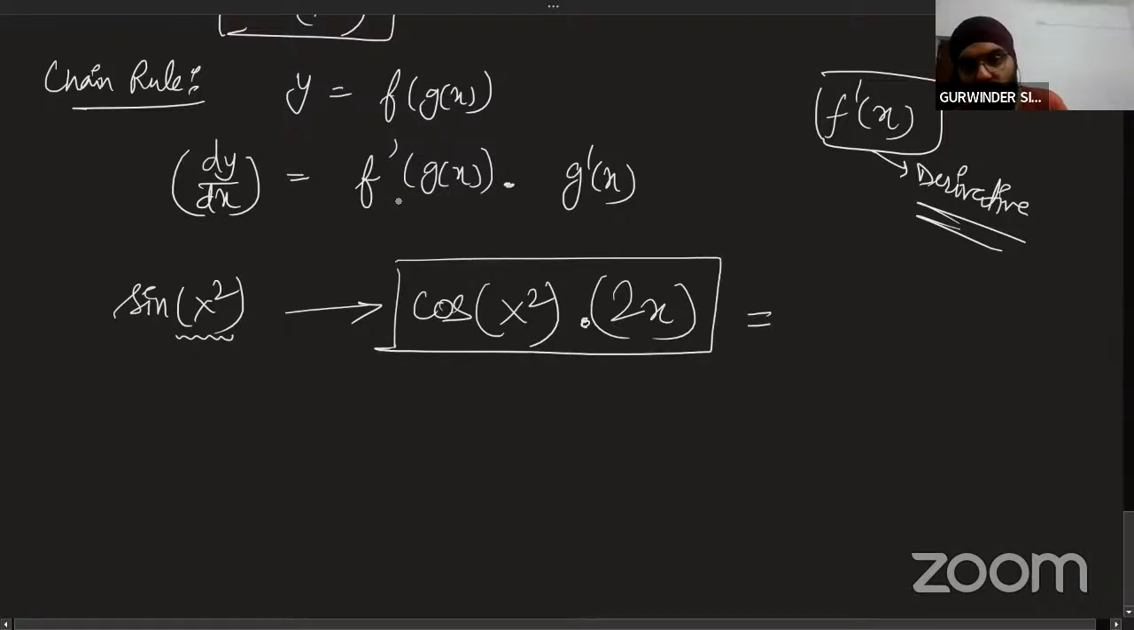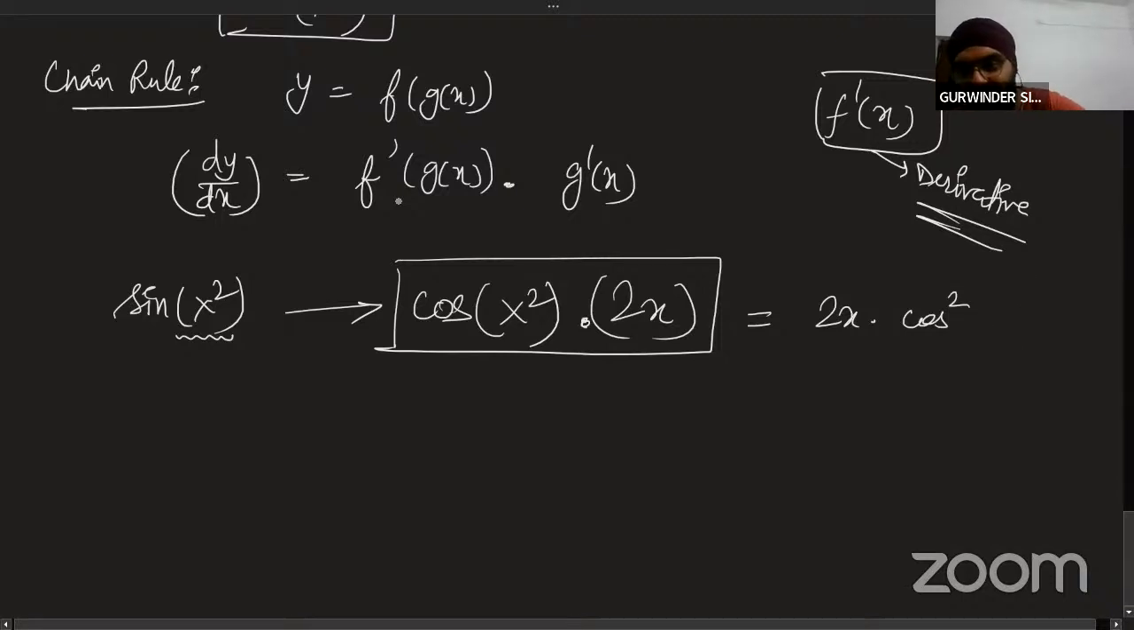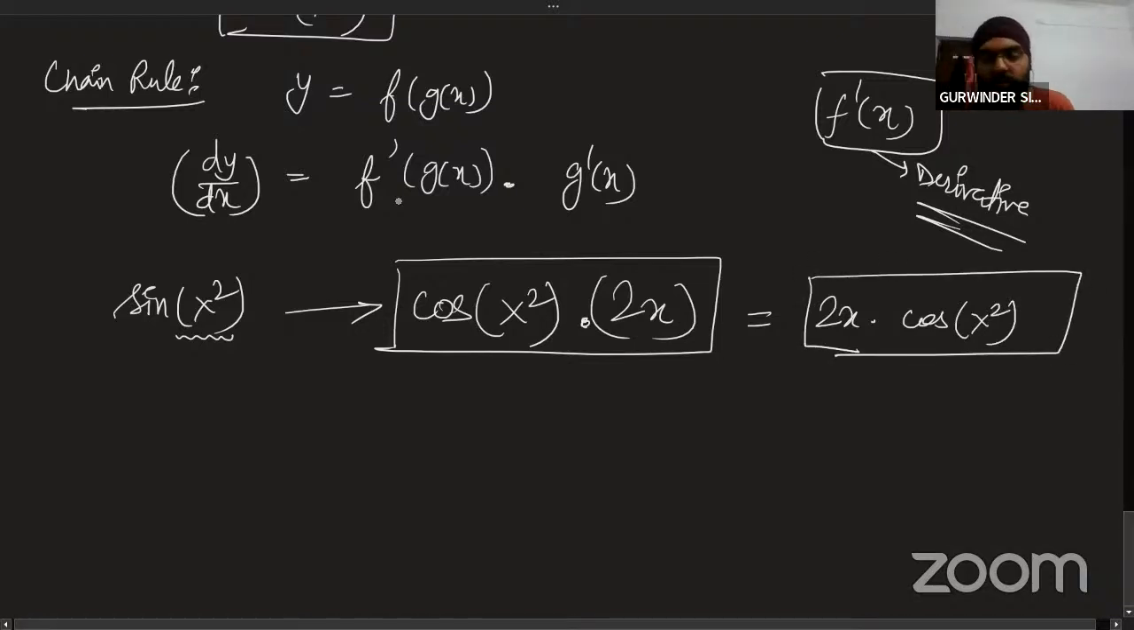So this is its final answer. Its final answer is 2x multiplied by cos square x. Oh, sorry. It's not cos square x actually. It's cos of x square. Got it? Did everyone understand? This is what chain rule is saying.